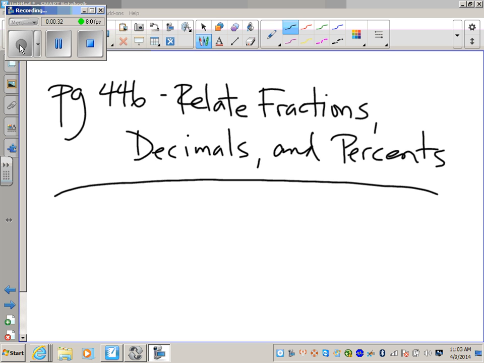We can convert any decimal to a fraction or a percent, and we certainly can convert any percent into a fraction or a decimal. It's like saying the same thing in 3 different languages. Okay? It means the same thing, it's just written or expressed in a different form.